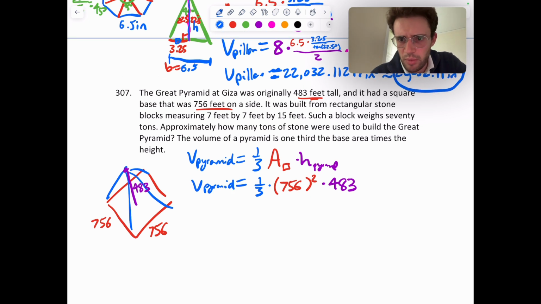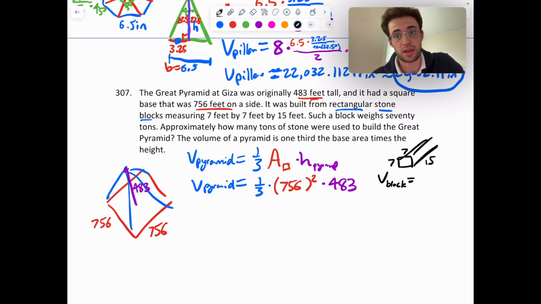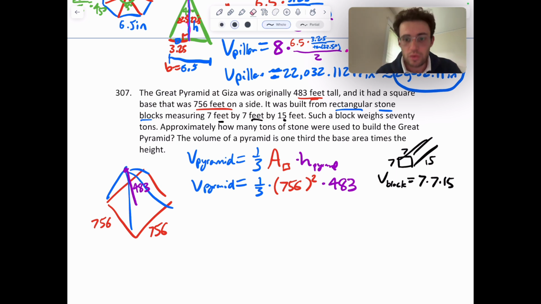It was built from rectangular stone blocks measuring 7 feet by 7 feet by 15 feet. So 7 by 7 by 15. Now if you want to find the volume of a block, it's a rectangular prism, so length times width times height. In this case, it's going to be 7 times 7 times 15. These are still in feet, right? So our units are consistent there. All right, such a block weighs 70 tons. So each of these blocks, that's 7 by 7 by 15, would be 70 tons.